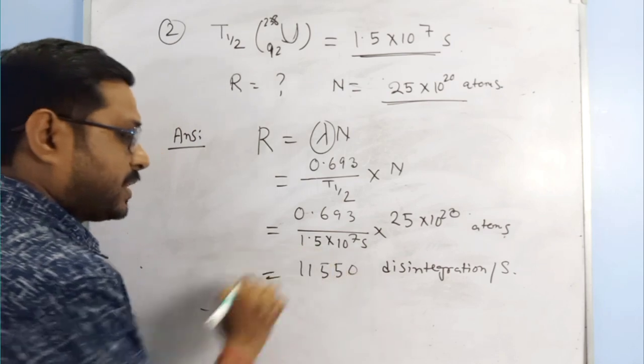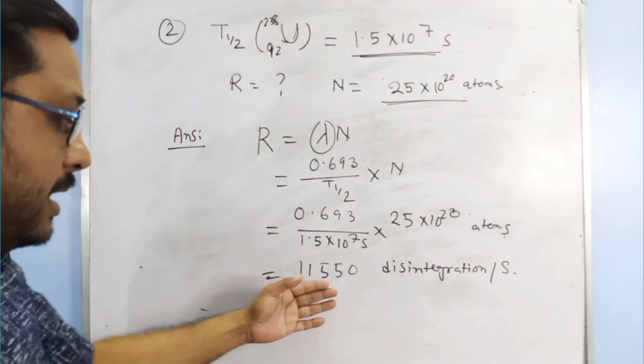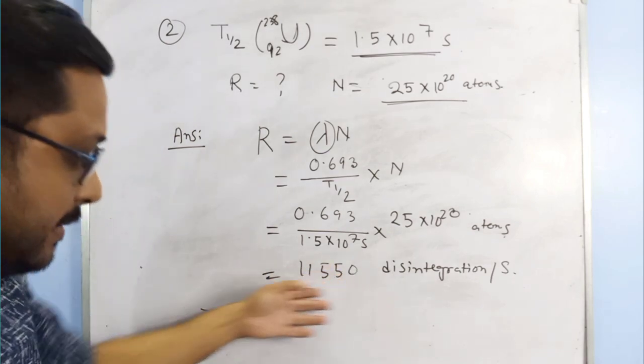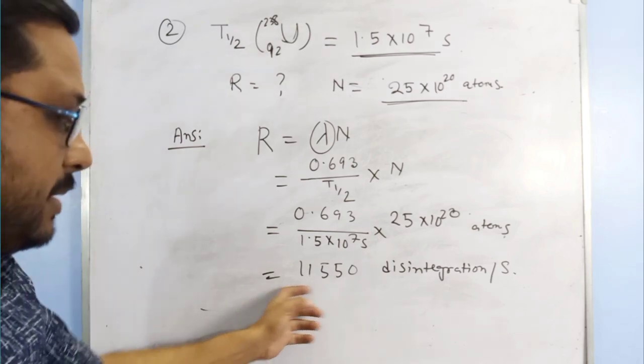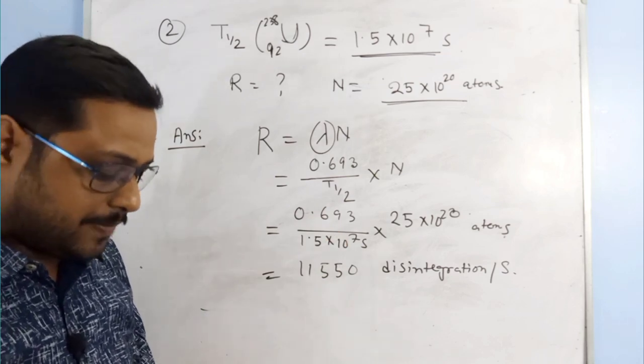Now, if we say it in terms of becquerel, Curie or Rutherford, then for becquerel it is the same value in becquerel, for Curie it is divided by 3.7 into 10 to the power 10, and for Rutherford it is divided by 10 to the power 6. So in this way we can solve various numericals.